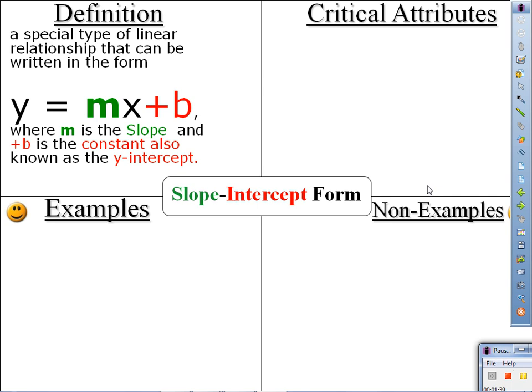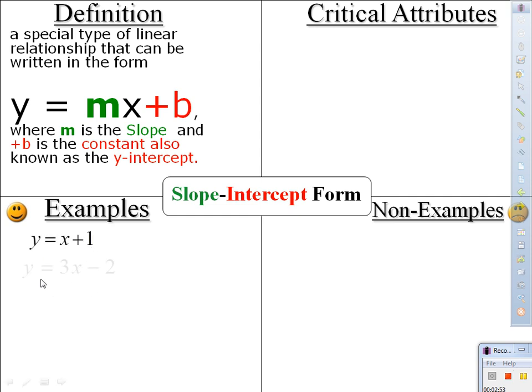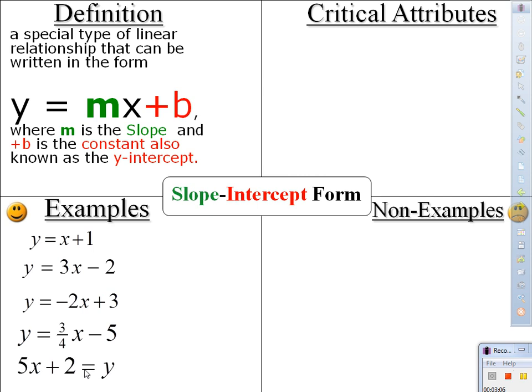Okay, we got it, yes? So now check this out. Let me give you examples of what equations look like in slope-intercept form. We got y equals x plus 1. Y equals 3x minus 2. Y equals negative 2x plus 3. Y equals 3/4 x minus 5. 5x plus 2 equals y. And y equals 4x. Copy those, and then I'll go and elaborate on that.